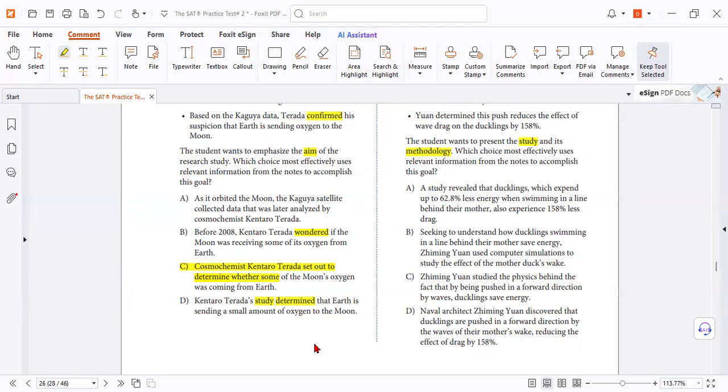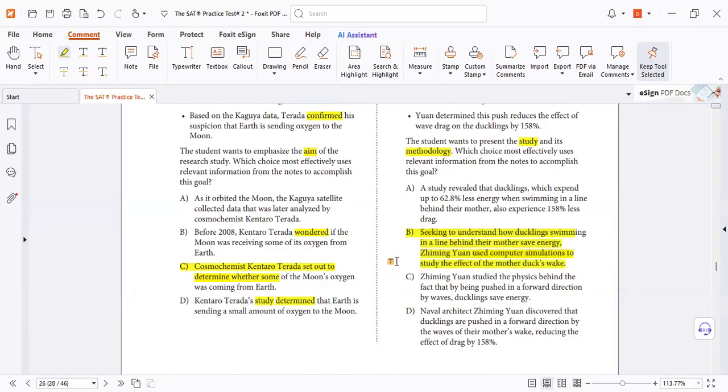Letter D. You want to make it letter D? No, but it's letter B. Look, seeking to understand the study. So seeking to understand how he used the computer. So the study is to understand what is the way he used the computer. So about method. So it's letter B.